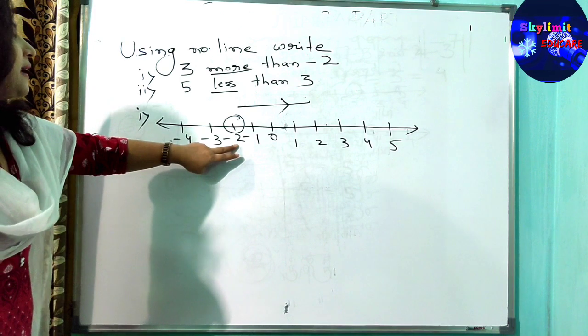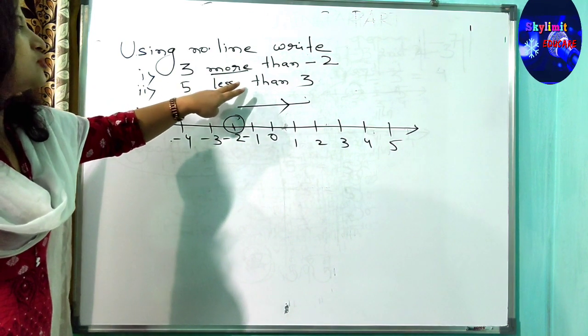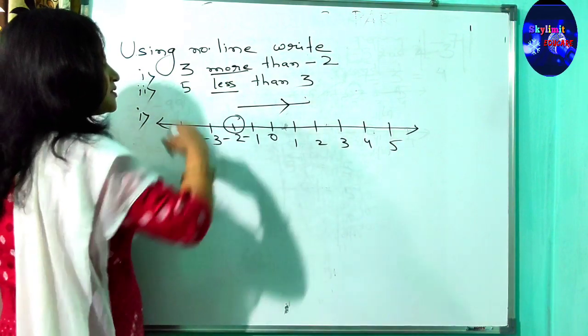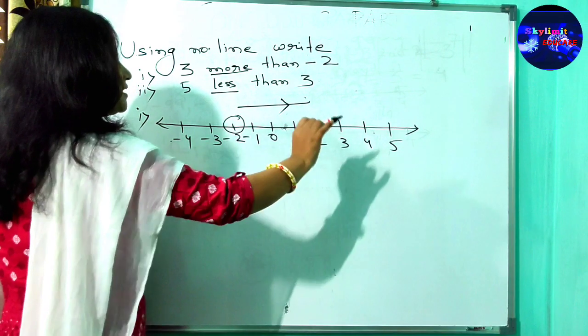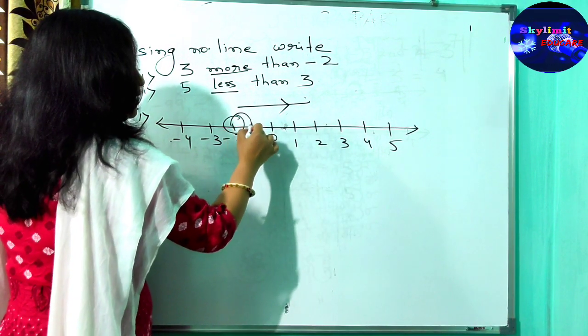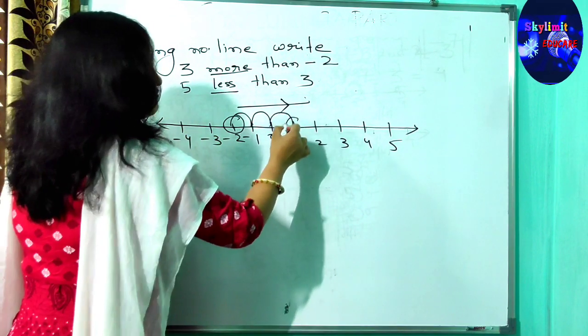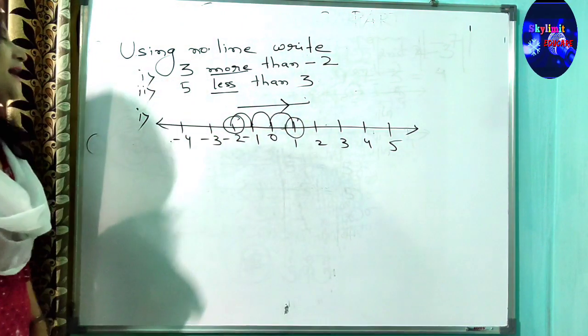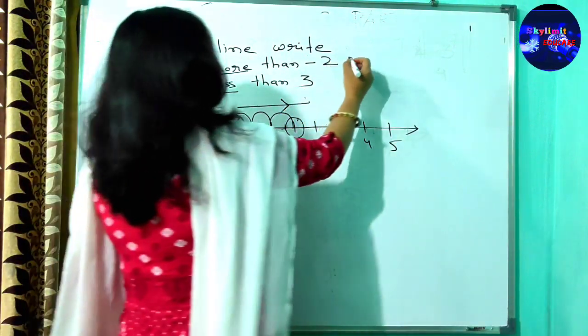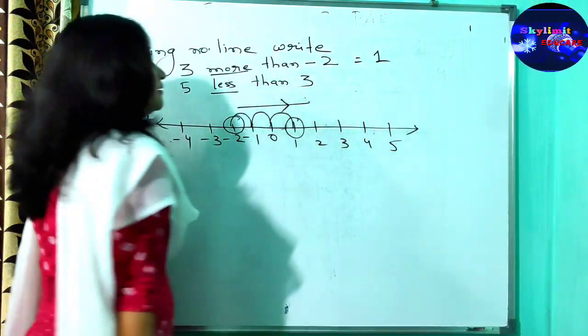So now -2 is here. I have already located it on the number line. Now how much more than -2? 3 more than. So 3 steps towards right side. 1, 2, 3. So what have we got here? 1. Yes. So we have got the answer as 1.